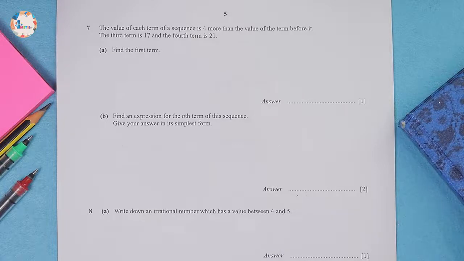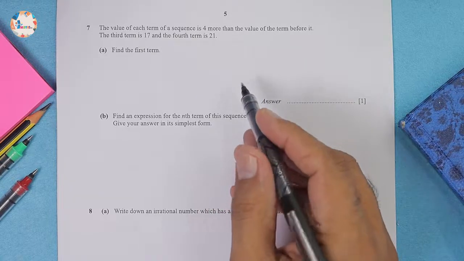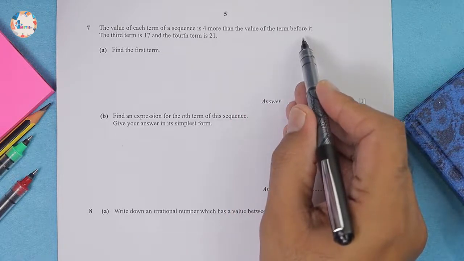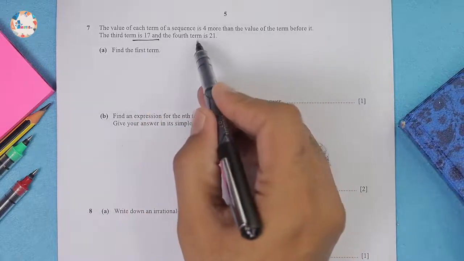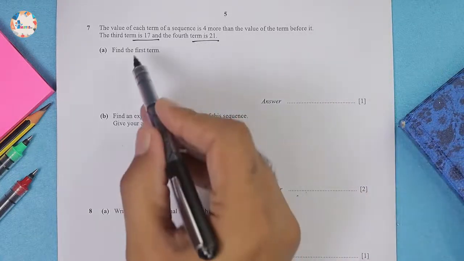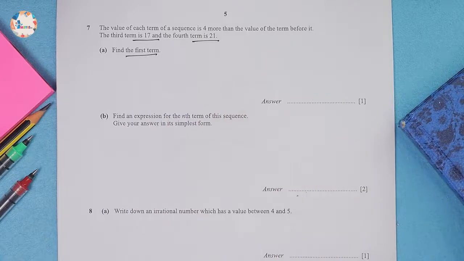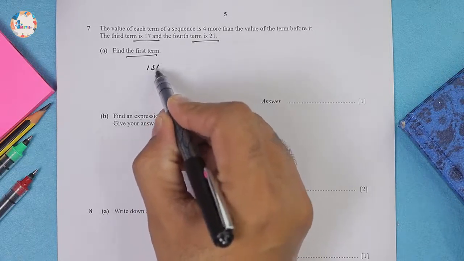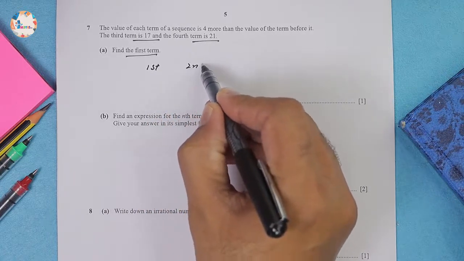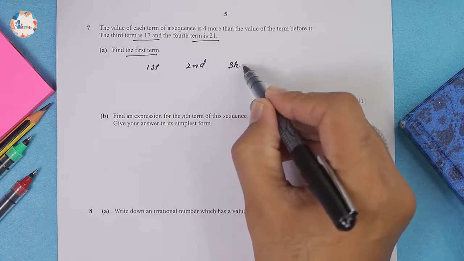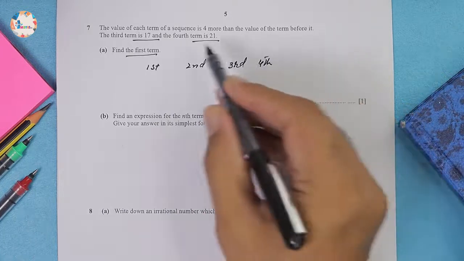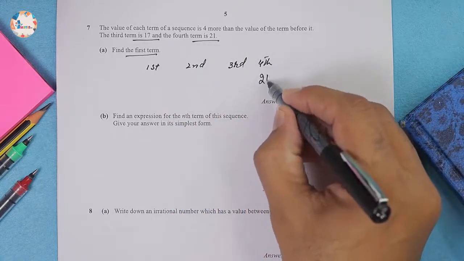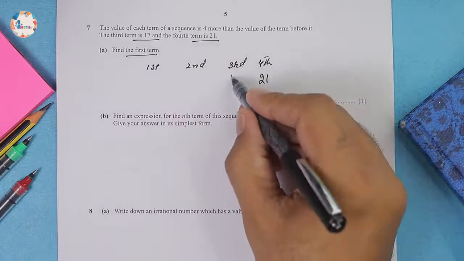Now question number 7: the value of each term of a sequence is 4 more than the value of the term before it, and the third term is 17 and the fourth term is 21. Find the first term. So for this question, this will be the first term, this will be the second term, then the third term and the fourth term, so up to the fourth term. The fourth term they have provided is 21, and the third term they have provided is 17.